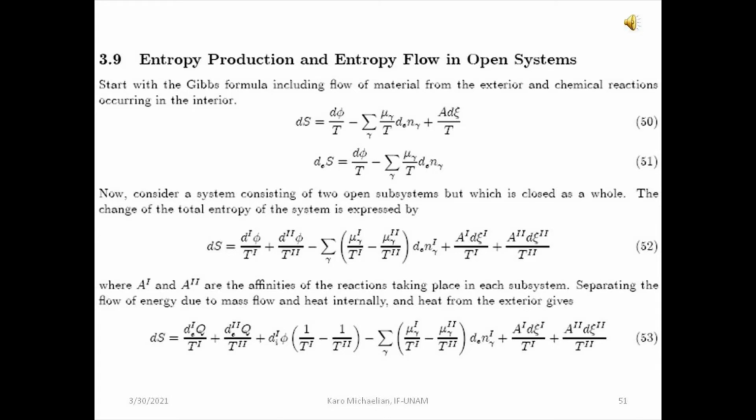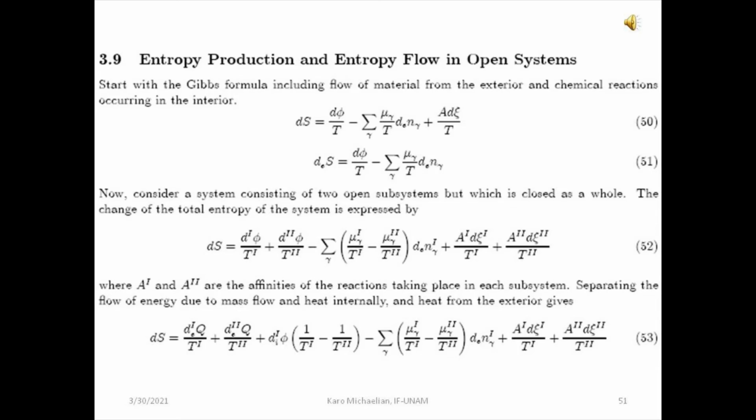Now, since the system as a whole is closed, we can only have heat coming in over the boundary. We cannot have mass coming into the system over the boundary of the whole system. So therefore, the first two terms of equation 52 we can write as these first three terms of equation 53. The subindex E represents from the external environment. So from the external environment, only heat can flow. That's why it's dQE for subsystem 1 and subsystem 2.